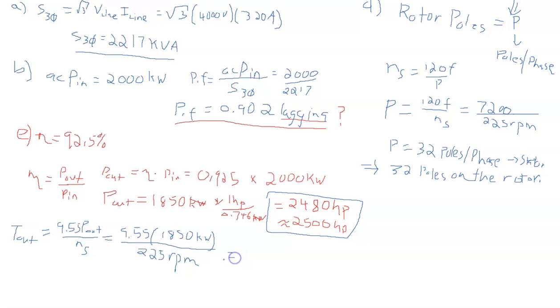And so if we do that calculation, we came up with 78.5, and because of the kilowatts, that's kilonewton meters. And that is output torque basically at rated load.